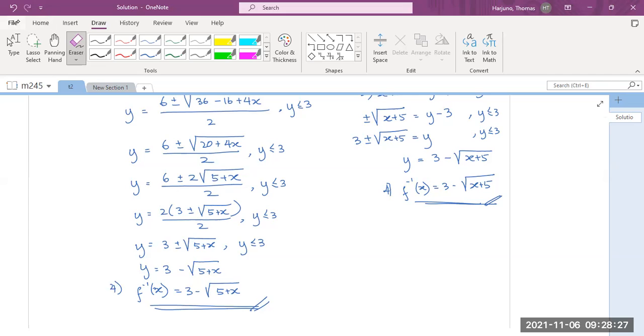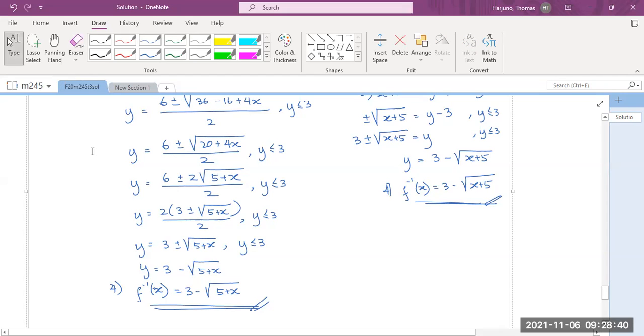Okay, that's for these solutions. Let me write down, this is from Fall 20, Math 245, Test 3 solution. That's where I will stop. I will post this solution in our discussion board.